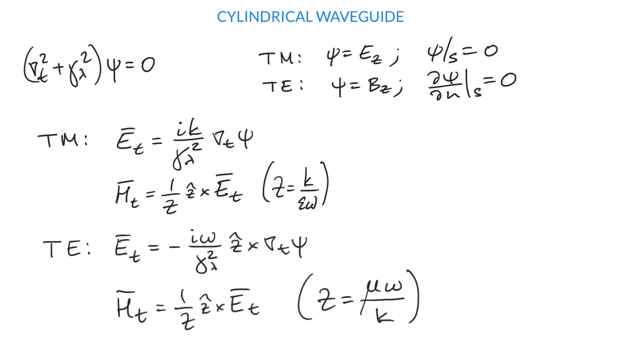The case of transverse electromagnetic waves, which is possible in waveguides with a cross-section that is not singly connected, also needs to be considered separately. This concludes this video on cylindrical waveguides.